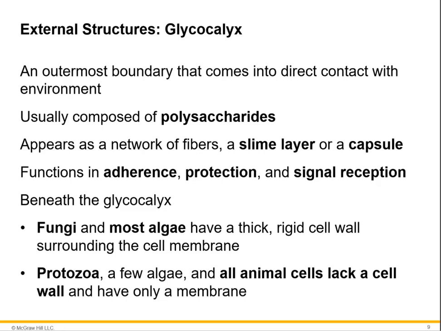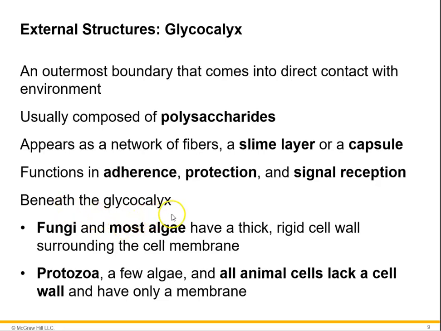Okay, so that was appendages. Next, we're going to talk about the glycocalyx. This is the outermost boundary of the cell that's going to come into direct contact with the environment. Usually it's composed of sugars, polysaccharides. It's going to appear as a network of fibers or a slime layer or a capsule. Its functions are to help the cells stick to things, to protect the cells from drying out, and to help receive signals from the environment.